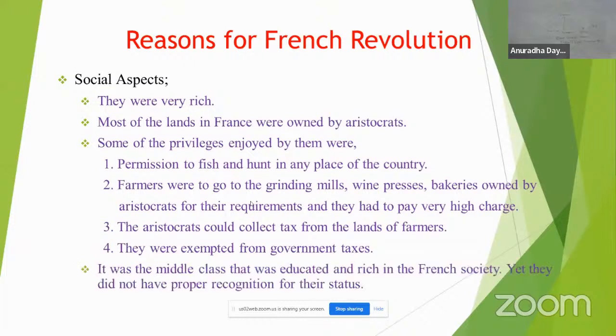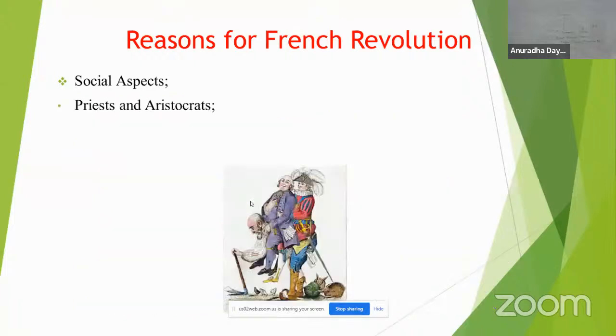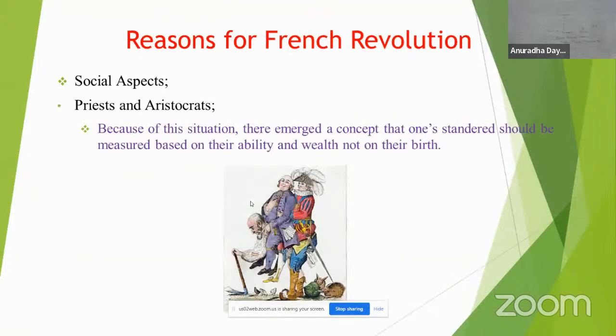So all these privileges were enjoyed by the priests and the aristocrats, the nobles. It was the middle class that was educated and rich in French society, yet they did not have proper recognition for their status. All government posts were held by inefficient aristocrats. So that means inefficient nobles. So here you can see priests and aristocrats.